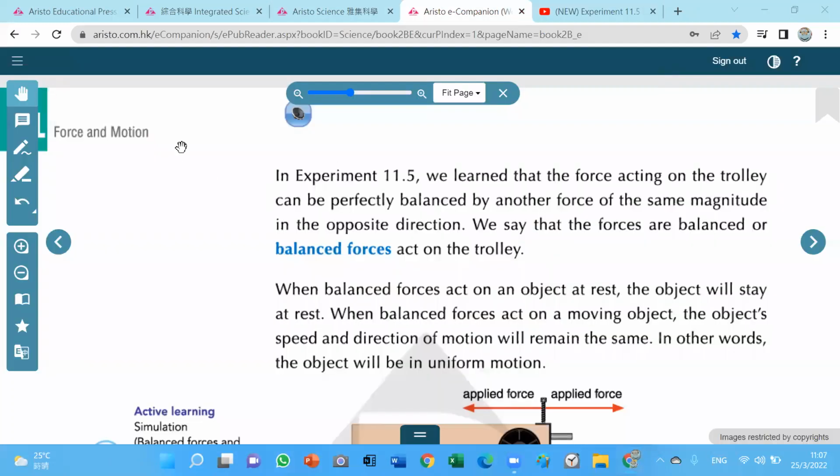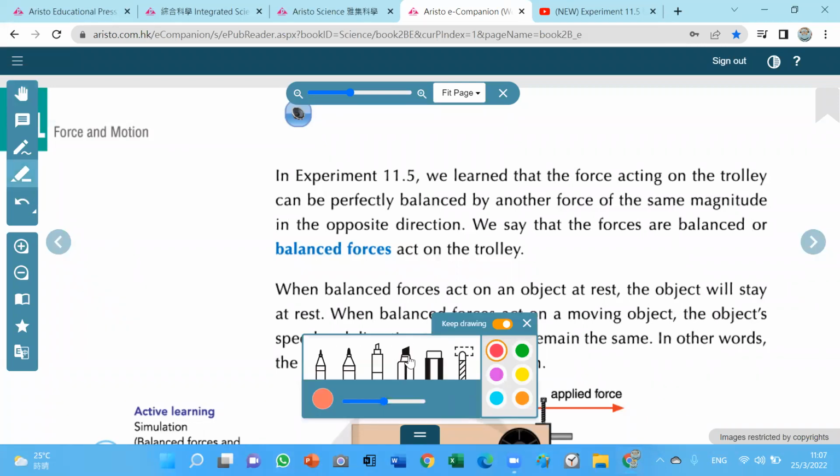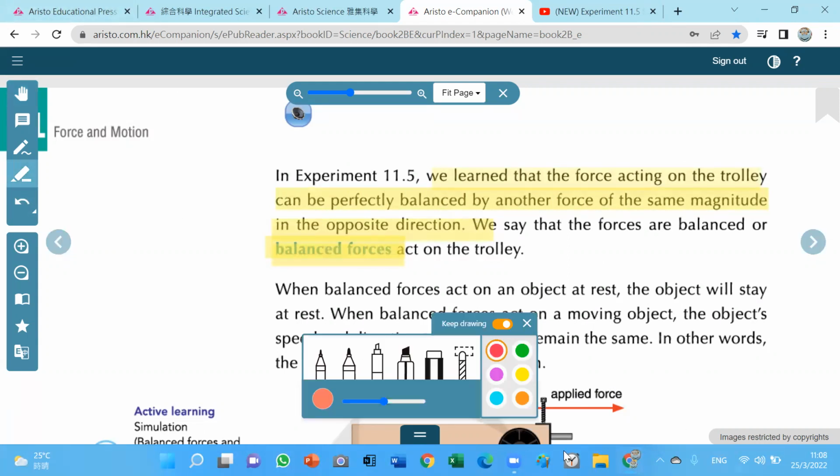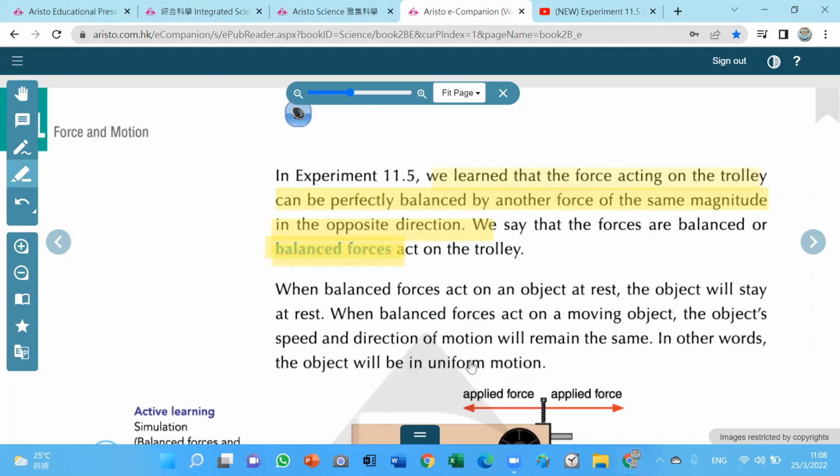So in experiment 11.5, we have learned that the force acting on the trolley can be perfectly balanced by another force of the same magnitude in the opposite direction. So these are called balanced force. When balanced force acts on an object at rest, the object will stay at rest. When balanced force acts on a moving object, the object's speed and direction of motion will remain the same. In other words, the object will be in uniform motion, as in section 11.1 on uniform motion.